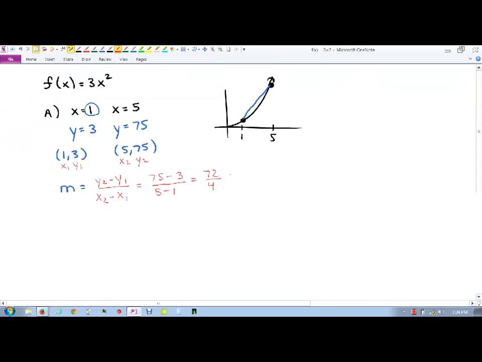72 over 4. Oh, duh, 4 goes in. Okay, 72 goes in there. I'm just not thinking. It's been a long day. 4 goes into 72 eighteen times, so the slope of the line is 18. All right, make sure you understand where the 75 and 3 came from. They came from plugging 1 in here and then respectively plugging in the 5. All right, that's for part A.